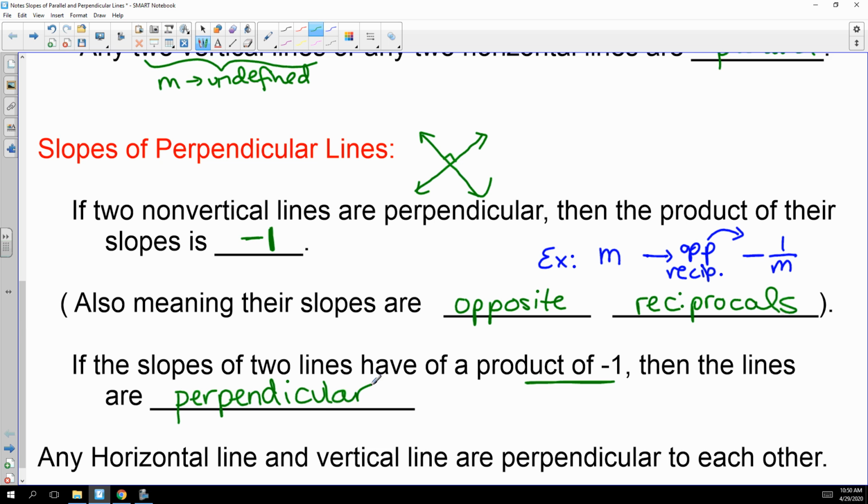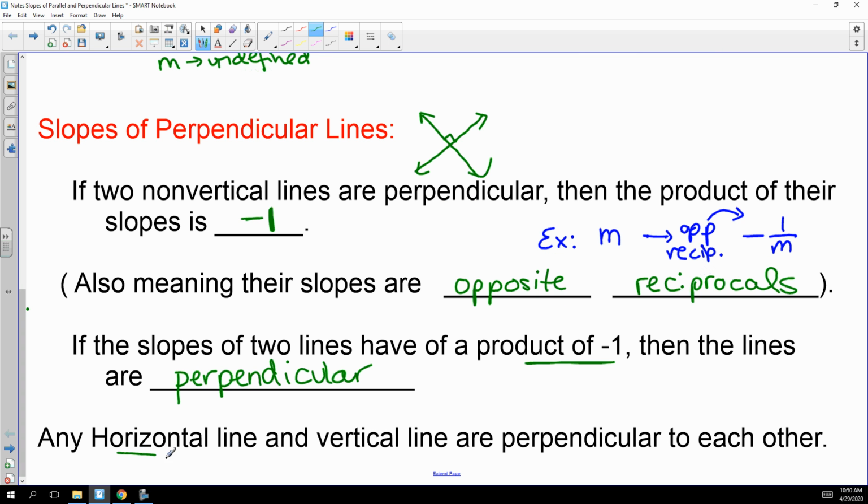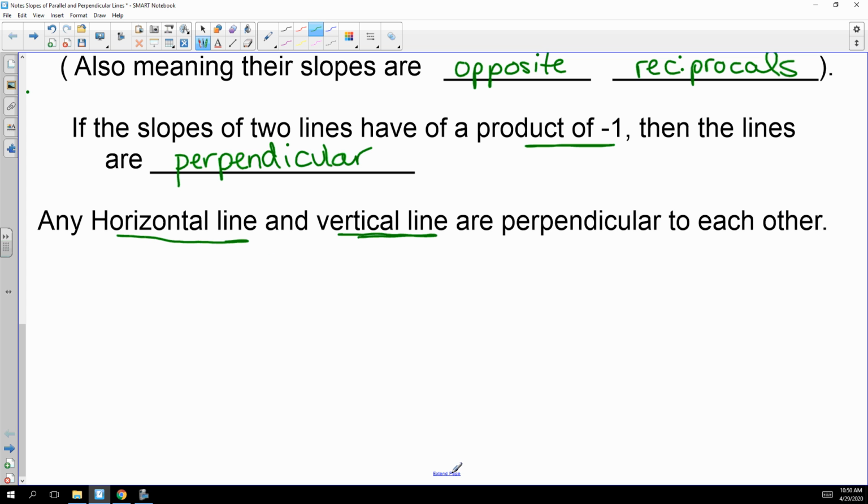And lastly, about perpendicular lines, if you have a horizontal line and a vertical line, those are always perpendicular to each other. Again, it's not something that you calculate. Since the slope of a vertical line is undefined, you can't multiply those slopes together and get -1. You can't say that the product of the slope of a horizontal line and a vertical line is equal to -1. You just want to understand that that is always a true fact.